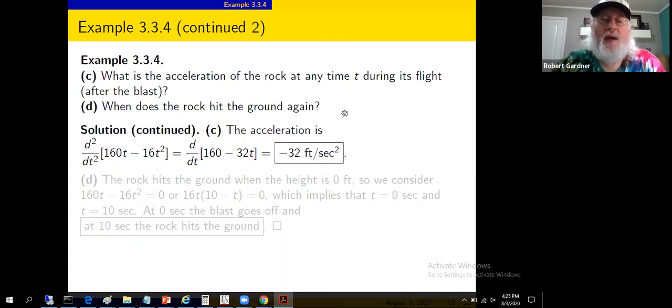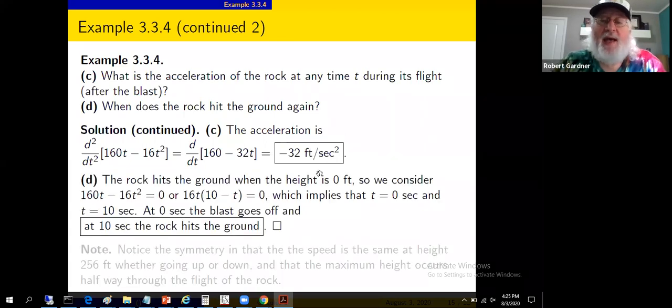When does the rock hit the ground again? When you think it's going to hit the ground. It took 5 seconds to reach its maximum height, so it's going to hit the ground at 10 seconds, 5 seconds later when it comes back down. We can analyze that the way we did earlier by taking the height, 160t minus 16t squared, and setting it equal to 0. Factor 16t out this time. We get t equals 0 and t equals 10. So the rock hits the ground at t equals 10 seconds.